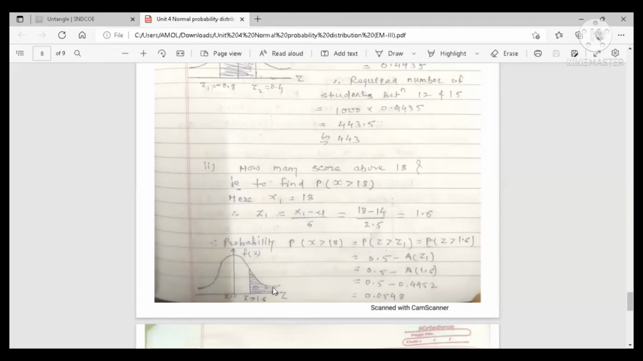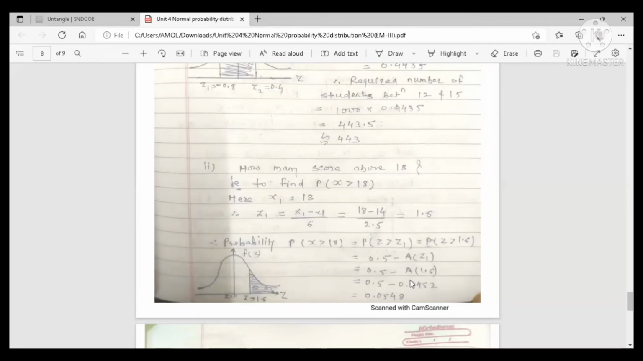Z is greater means you find the area of this shaded portion. How to find the area of this shaded portion? The complete area from Z equal to 0 to the right hand side is 0.5. From this area you subtract the area of Z1, 1.6. So the formula is 0.5 minus area of Z1. Area of Z1 is this region on the right hand side. If we subtract it from the complete 0.5 area, we have the area of the shaded portion. So it is 0.5 minus the area of 1.6.